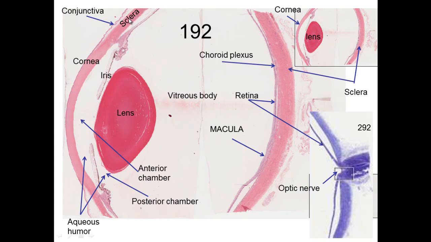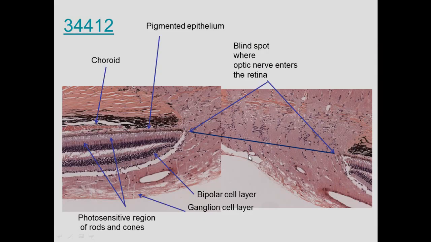So here we can see the sclera, the cornea, conjunctiva, the iris or lens, anterior chambers, posterior chamber, aqueous humors in both of those, vitreous body, and then we have the retina, the choroid, the sclera, and right in through there where you have the top two layers pulled back, you have the macula. So you have the macula right there.